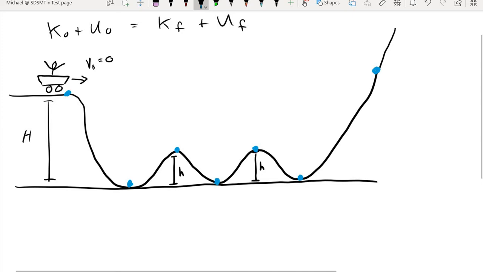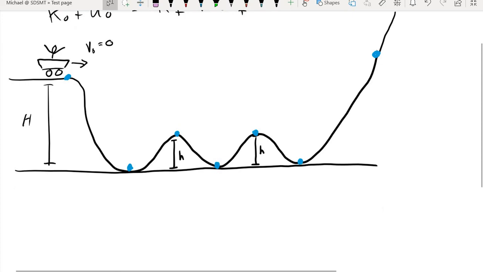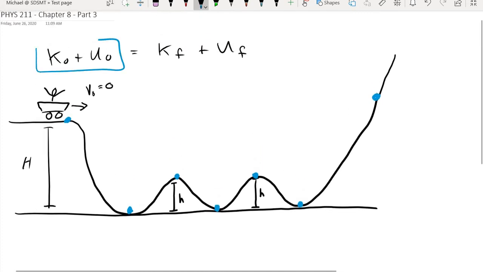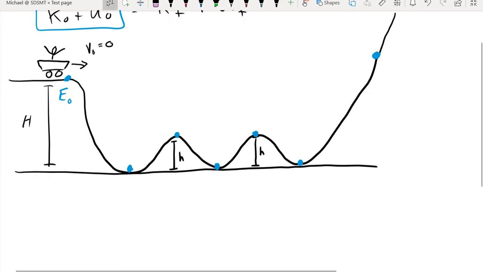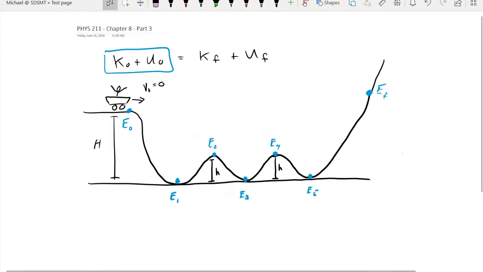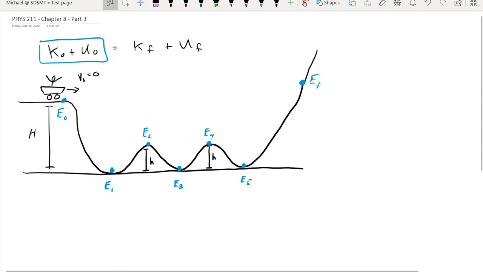So every one of these blue dots that I've drawn here, these are points of interest in the problem. And at any point of interest, I should be able to keep track of the energy that is present at those locations. Now I'm going to label each of these points just so we can keep them organized. We'll take the first point and we'll just call that E0, since that's the initial starting point. And then we'll just go right along labeling these as E1, E2, E3, E4, E5, and then up here I'll call this one E final, since that's the last one that we have in this example problem.